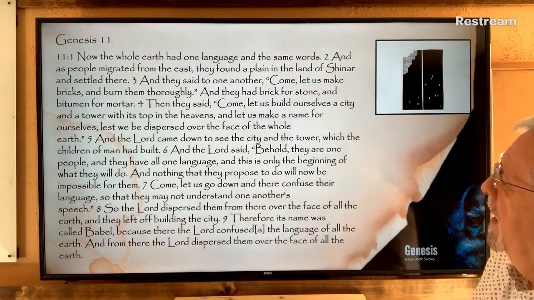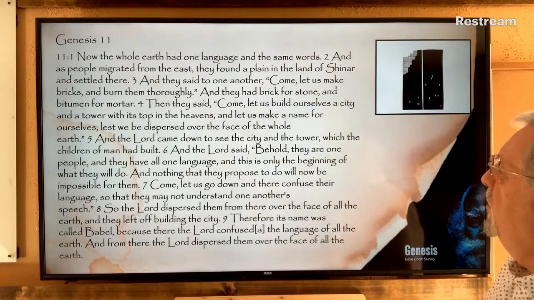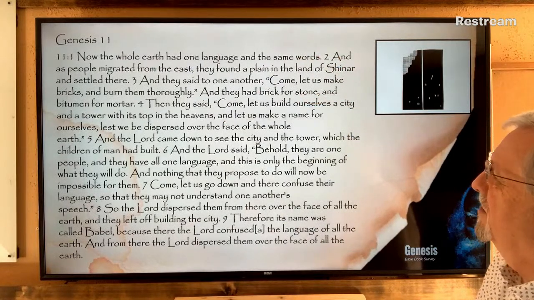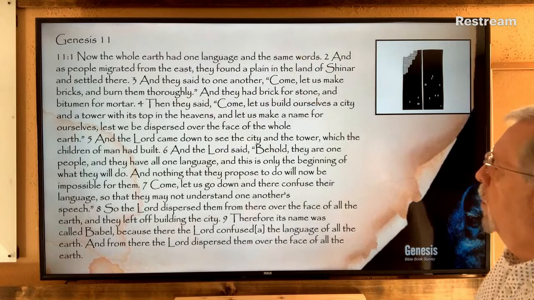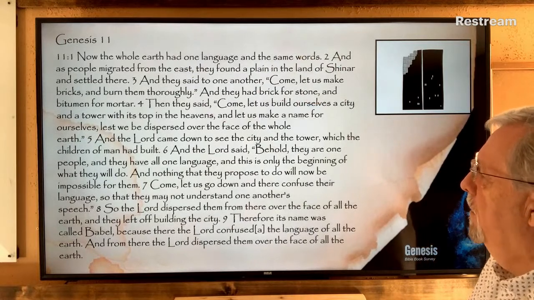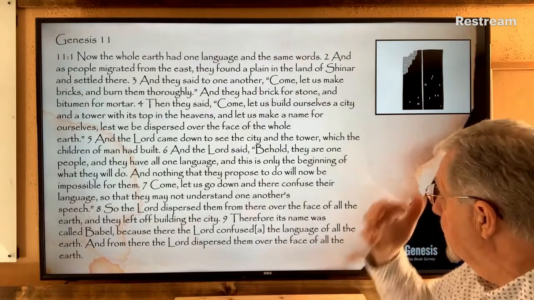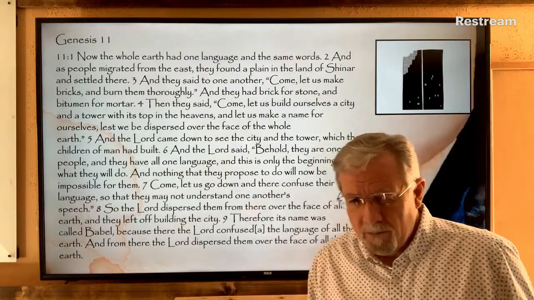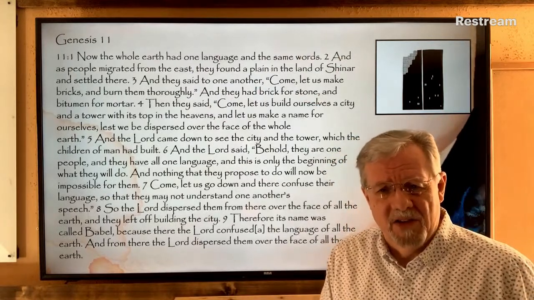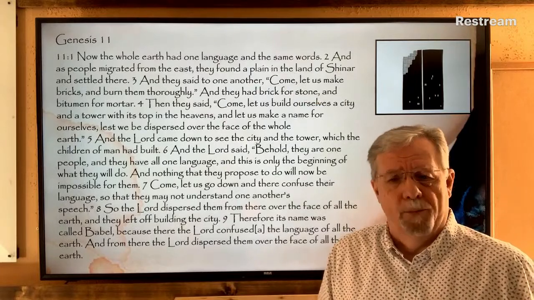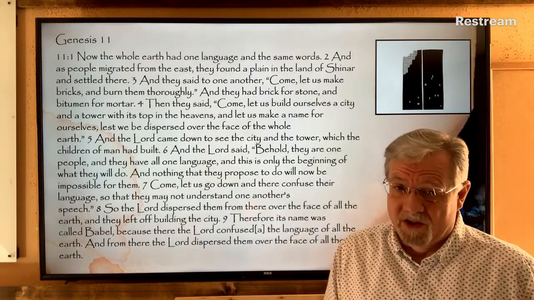All right. So they had one language. And as people migrated from the east, they found a plain in the land of Shinar and settled there. And they said to one another, come, let us make bricks and burn them thoroughly. So they're going to cook these bricks. And by the way, a lot of folks, when they think back to this time, they think of a very ancient and very primitive people. I'm not sure you need to make that assumption at all.